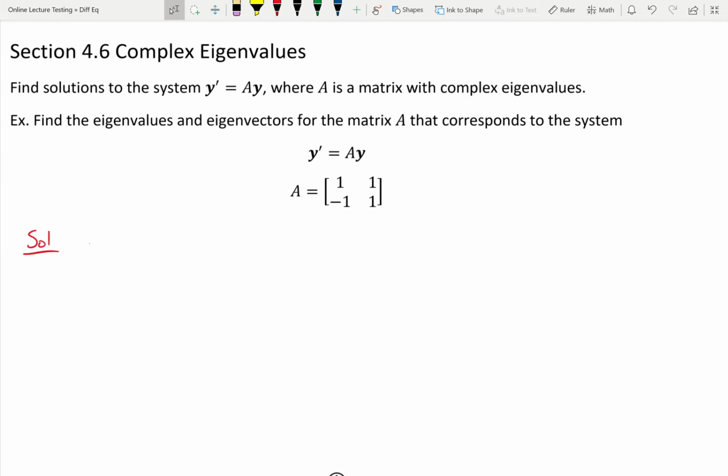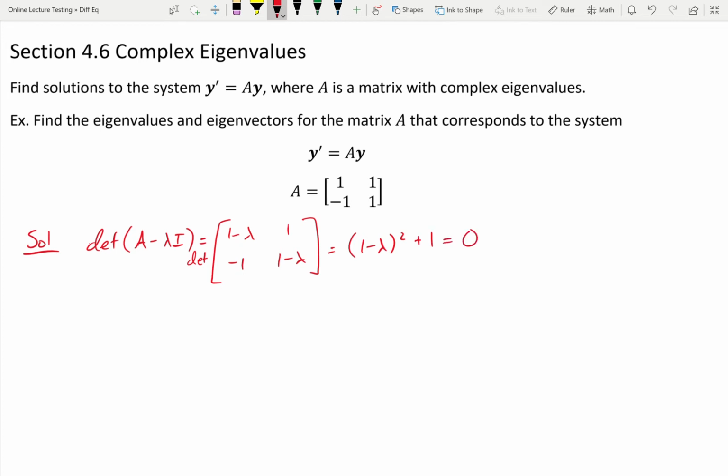Our first example here is: find the eigenvalues and eigenvectors for the matrix A that corresponds to the following system, where A is equal to the matrix 1, 1, negative 1, 1. Like before, in order to find these eigenvalues, we need to first find the determinant of A minus lambda I. So this would equal the determinant of the matrix 1 minus lambda, 1, negative 1, and 1 minus lambda. When we multiply these, we get 1 minus lambda, the quantity squared. Negative 1 times 1 is negative 1, and then we minus that, so we get plus 1. And we want this to equal 0.